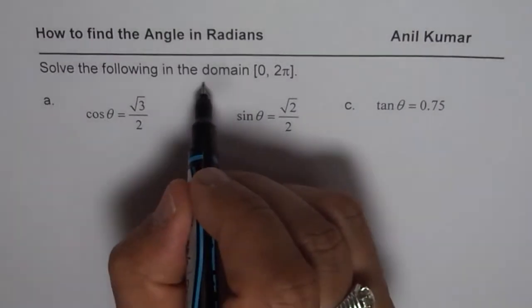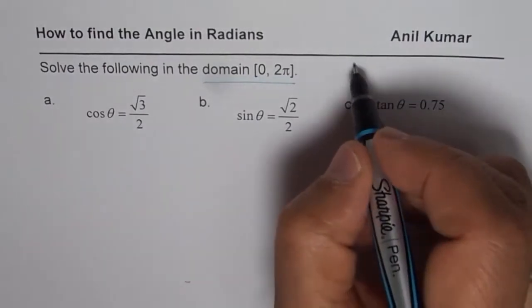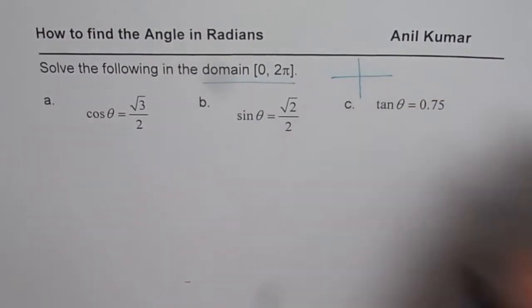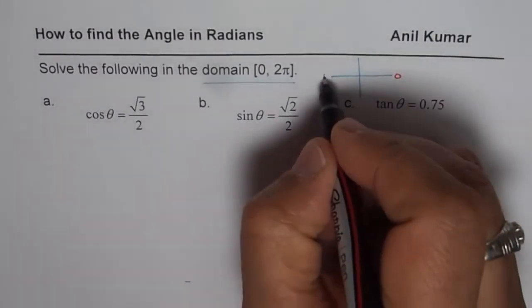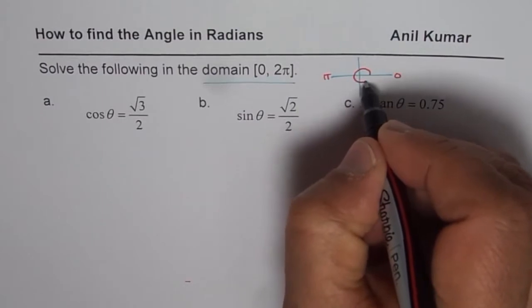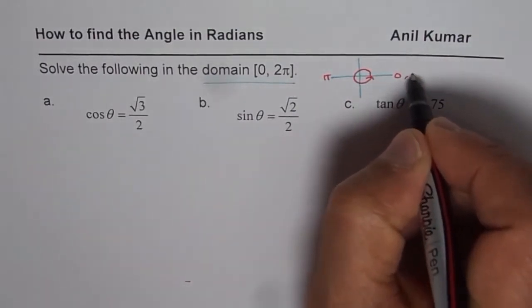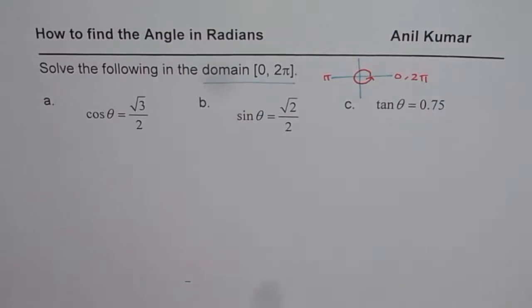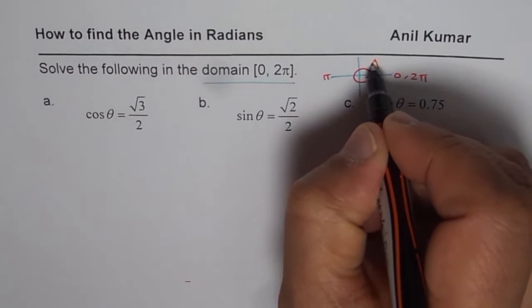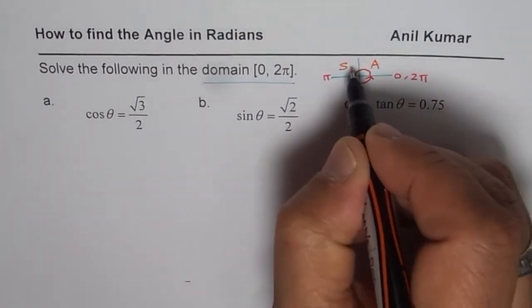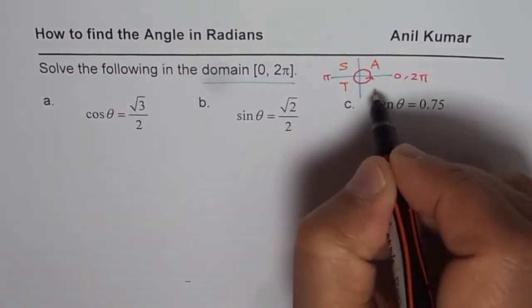Now when we say domain 0 to 2 pi, we are considering one full circle counterclockwise. So the angle here is 0, here it is pi, and then when you go all around, one circle is 2 pi. In all these four quadrants, you need to figure out the valid solutions of the given equation. You can also remember that all are positive in quadrant 1, sine is positive in quadrant 2, tan is positive in quadrant 3, and cosine is positive in quadrant 4.